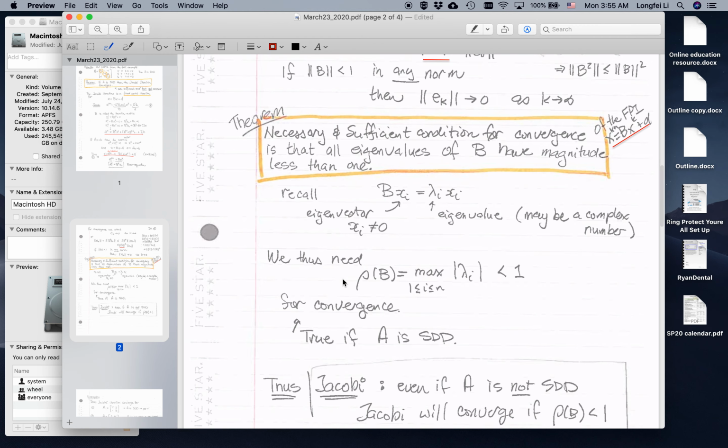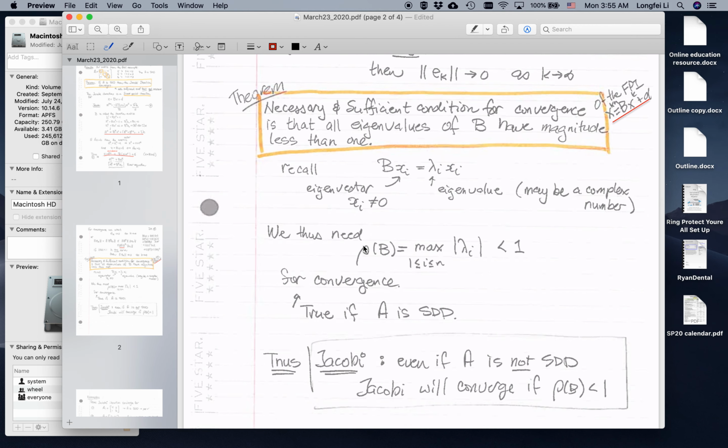Okay, in case you forgot what eigenvalue is, in linear algebra we've learned eigenvalues satisfy B x_i equals lambda_i times x_i. If this relationship is satisfied, then we say this lambda_i and x_i are an eigenvalue and eigenvector pair. So lambda_i is called the eigenvalue, and the vector satisfying this equation is called the eigenvector.